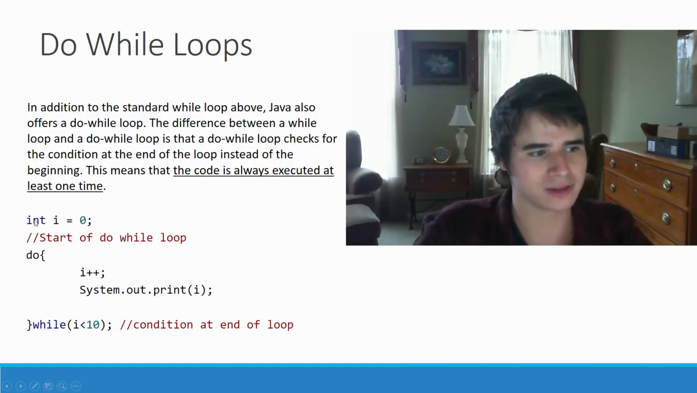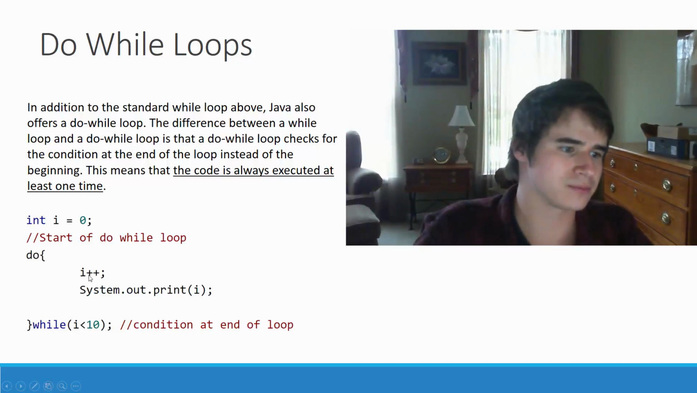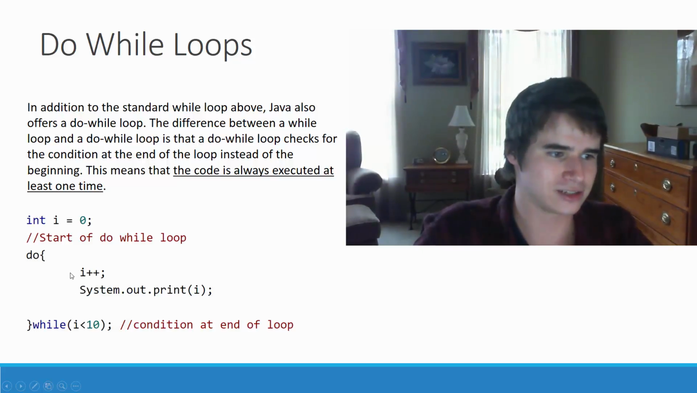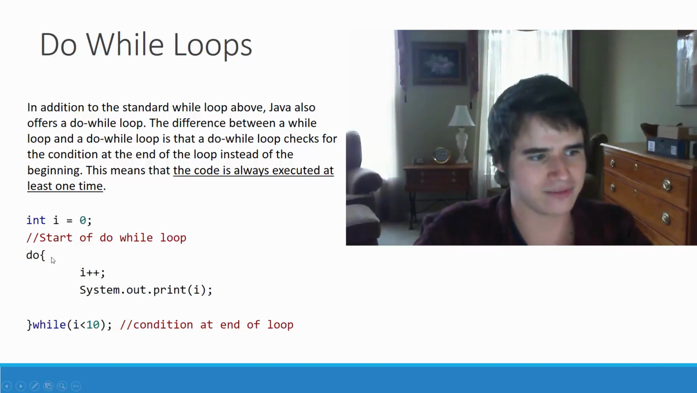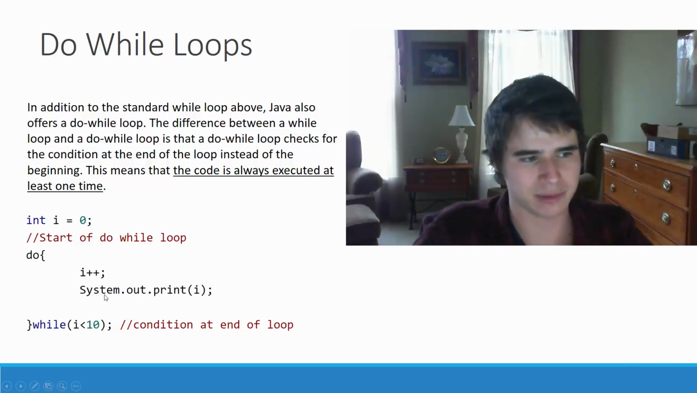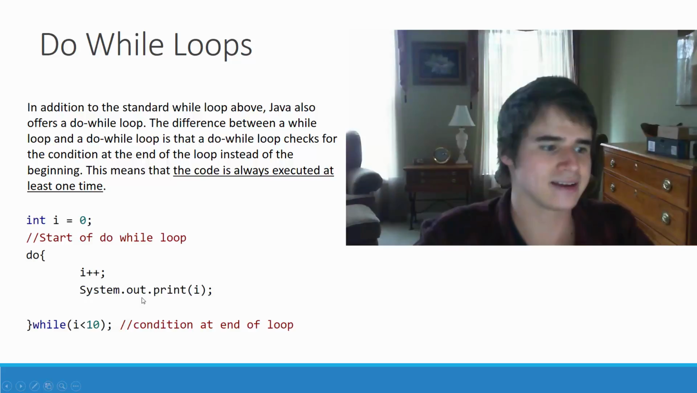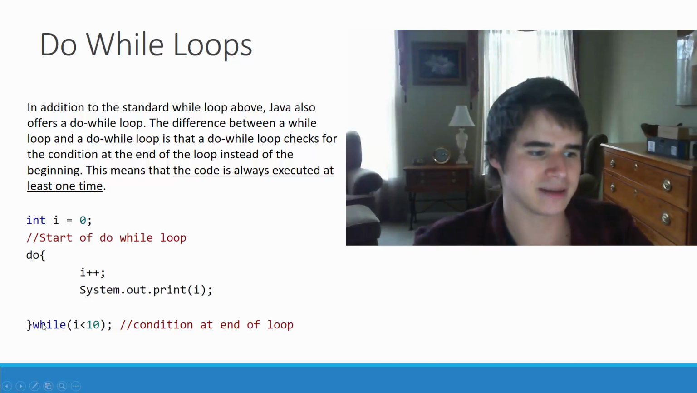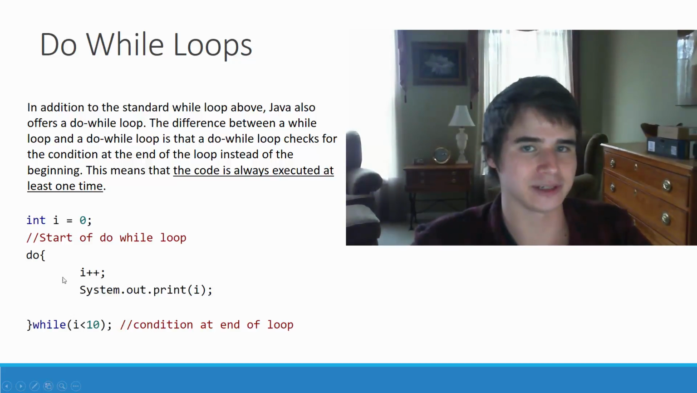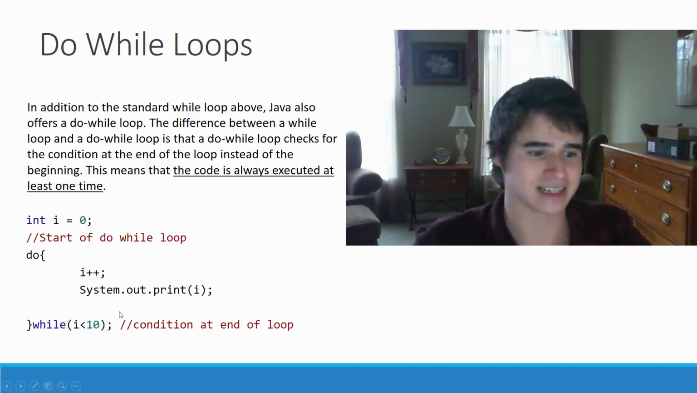So here we prime the loop with i equals 0. Then we have this do keyword in here, curly braces for the block of code that goes into the loop. We increment the value of i by 1 each time. We print out the value of i. And then you can see we put the while statement at the end here. So while i is less than 10 goes at the end now. So it'll keep doing this over and over again so long as i is less than 10.